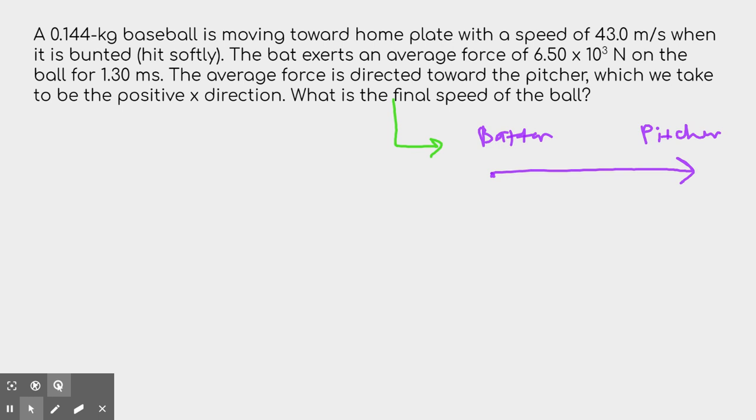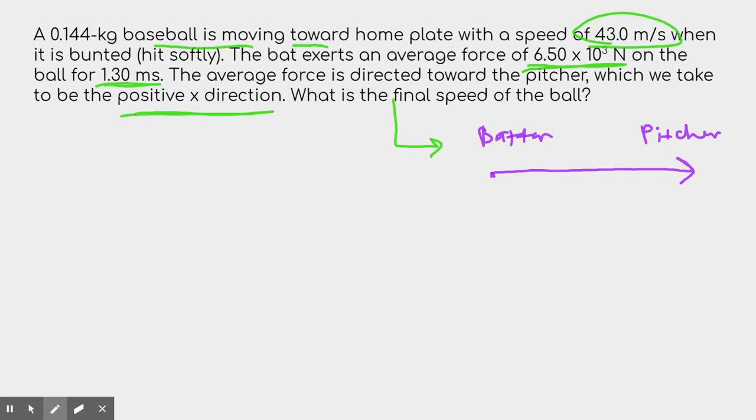Okay, because the batter would be hitting the ball out into the field. But in this case, we see that the ball is moving towards home plate with this speed. The batter then hits the ball softly, exerting this force over this amount of time. If the average force is directed towards the pitcher, which is what we're going to take to be the positive x direction, okay, so it even told us here which direction to make this, what is the final speed of the ball?